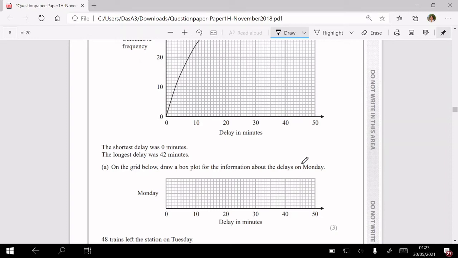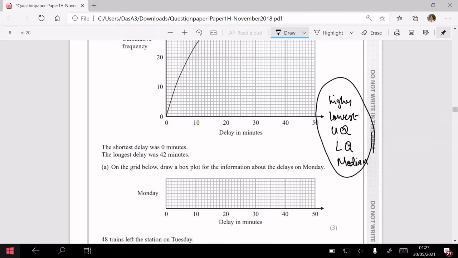So the thing you need to know about box plots is that whenever you draw a box plot, there are certain things you need to remember. So the values you need is the highest value, lowest value, you need the upper quartile, lower quartile, and the median. So you require these 5 values to draw a box plot. So first things first, you already know the lowest value and the largest value. So draw that, which is 0 and 42. So I'm just going to draw something like this.